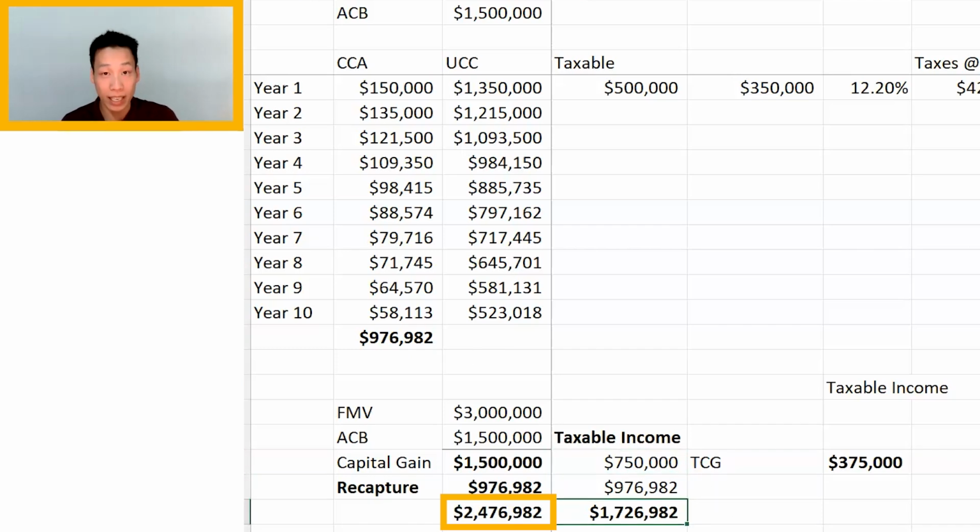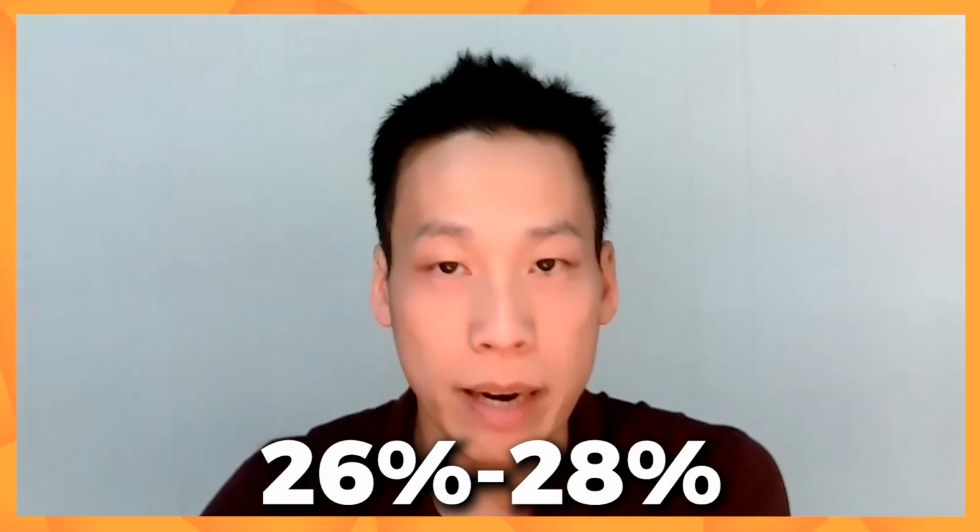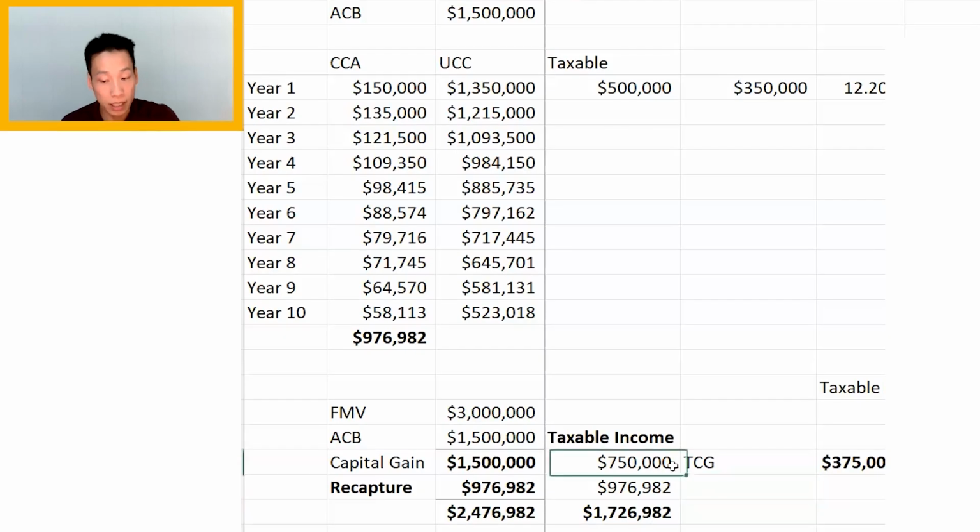So that income for that year is 1.726982. And this is, by the way, also normal income. Whether it's normal income or not, once you're over the 500,000 threshold, that's also going to get taxed at the higher corporate rate, which is at the 26-28%, depending on your province. The capital gain is going to be taxed at 50% of the 50%.